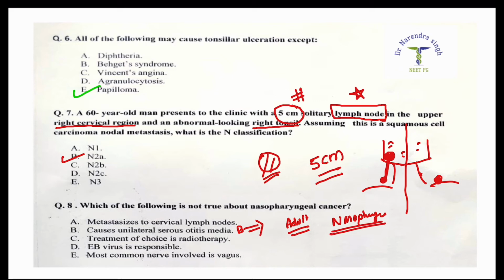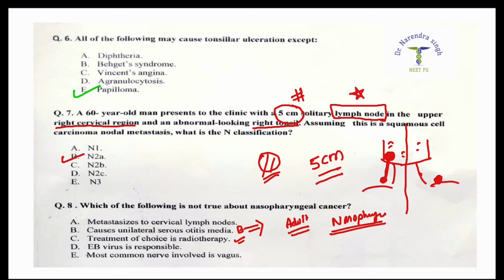So option B itself is a question in NEET PG. Now option C, that the treatment of choice is radiotherapy. We know that for nasopharyngeal carcinoma, chemoradiotherapy or radiotherapy is the treatment of choice. Option D, everyone knows that Epstein-Barr virus is responsible for nasopharyngeal carcinoma, which we have learned in the pathology classes also.